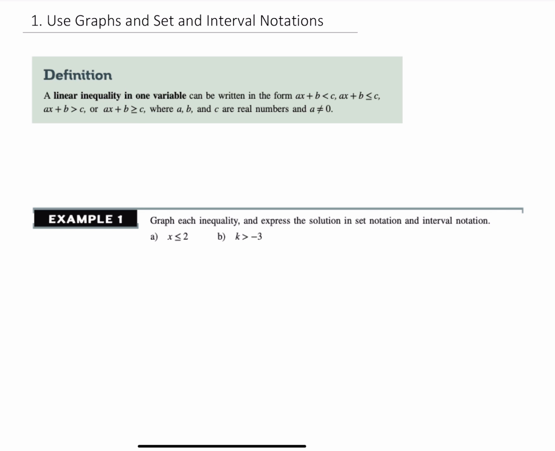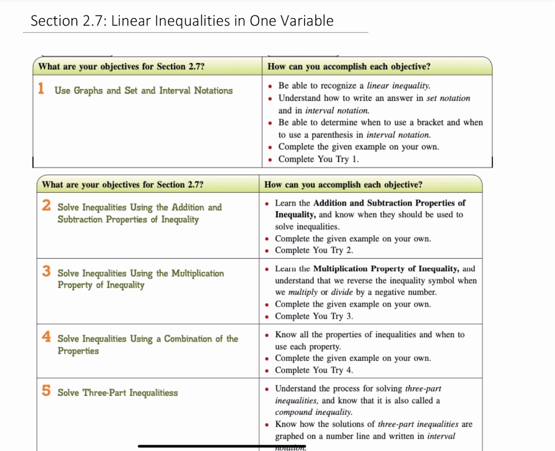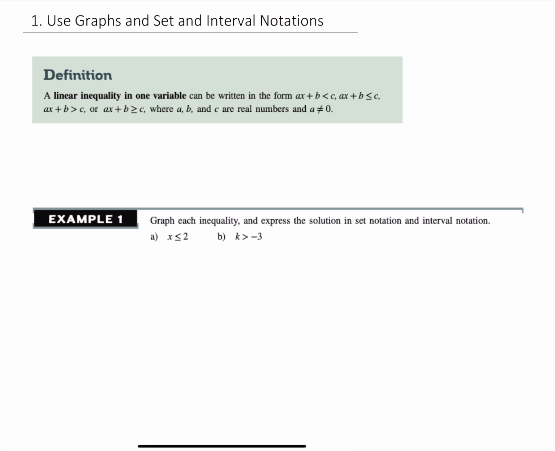In this video, we are covering 2.7 linear inequalities in one variable. So we've been working with equations for these first couple weeks, and a lot of the skills for solving equations apply directly to solving inequalities. So we'll define what those are and see some examples. We'll also discuss interval notation and set notation.